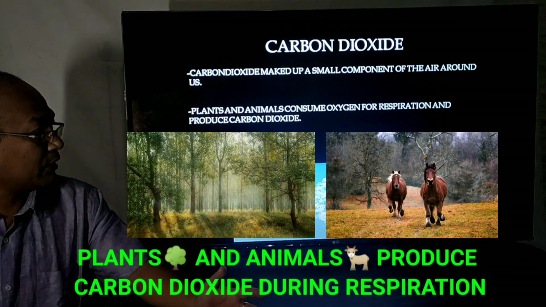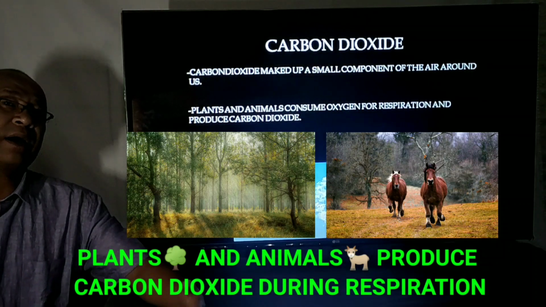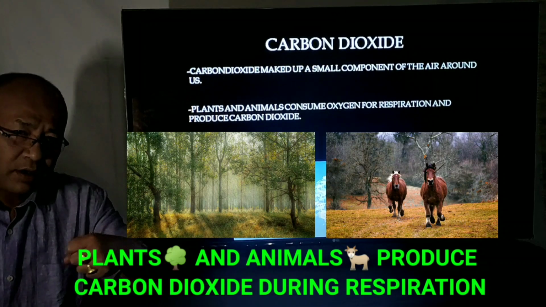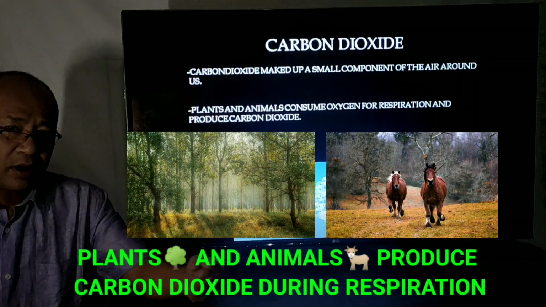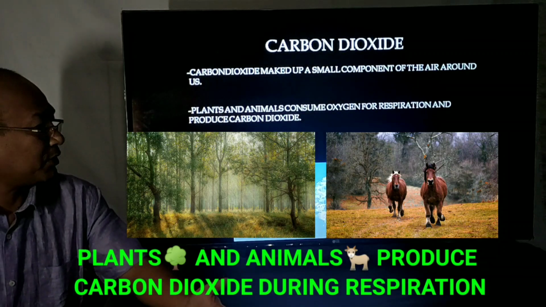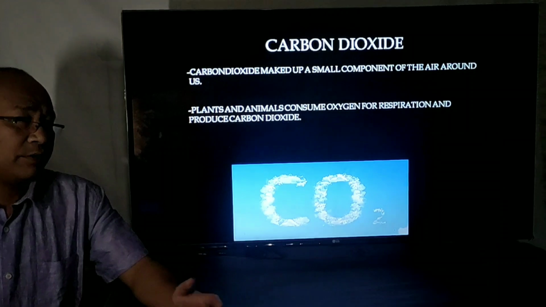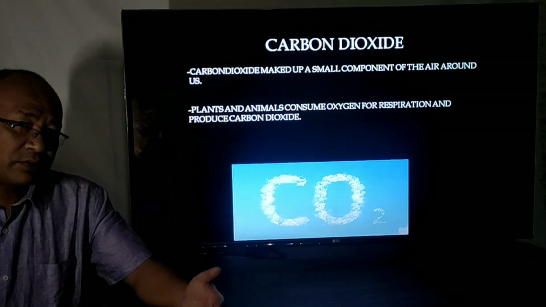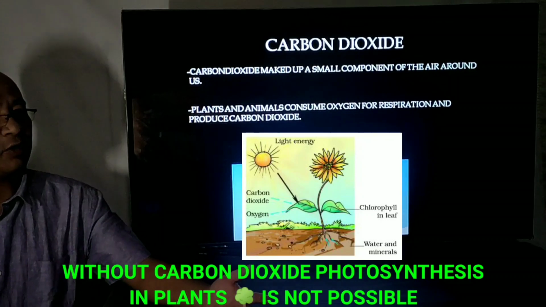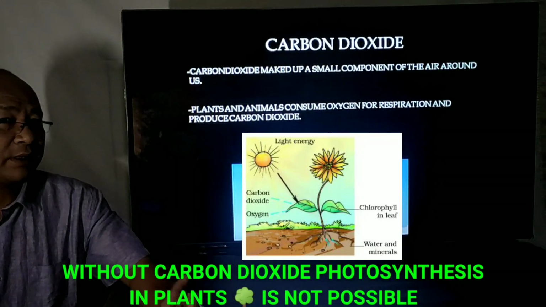Plants and animals consume oxygen for respiration and produce carbon dioxide. So where does the carbon dioxide come from? Plants and animals absorb oxygen gas during respiration and they produce carbon dioxide, right? Now this carbon dioxide is also very important in photosynthesis. Without carbon dioxide, the plants cannot perform photosynthesis. So carbon dioxide plays a very important role in the atmosphere.